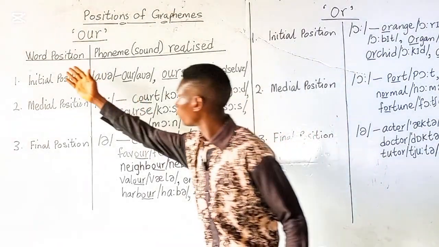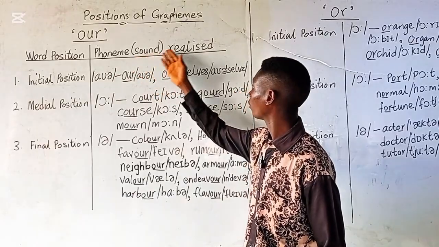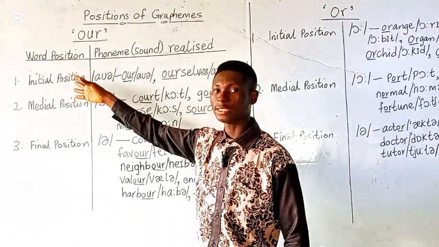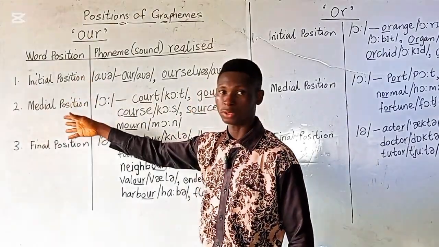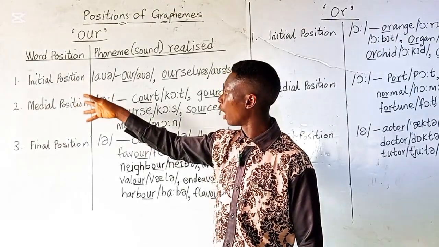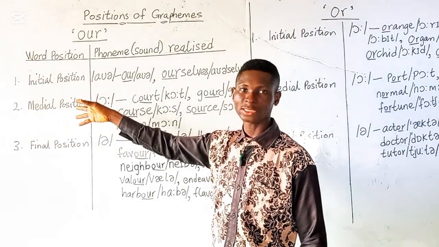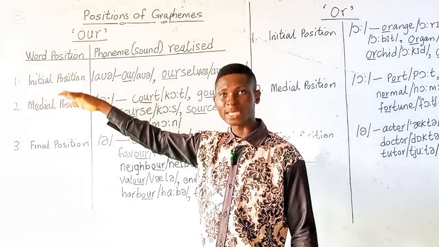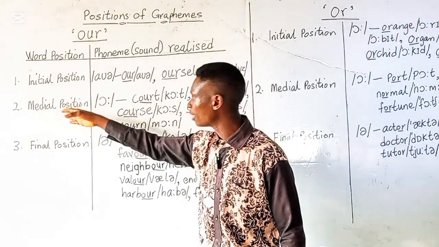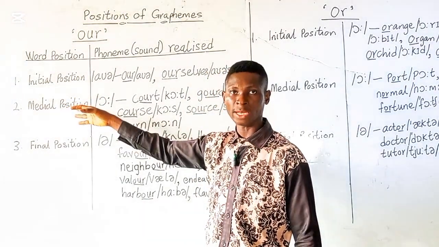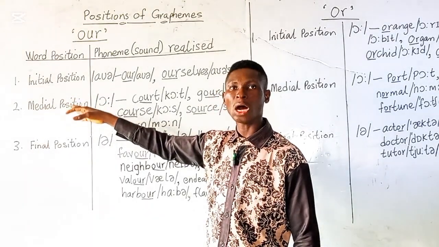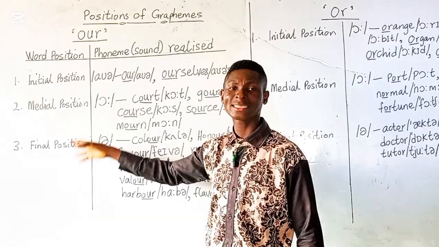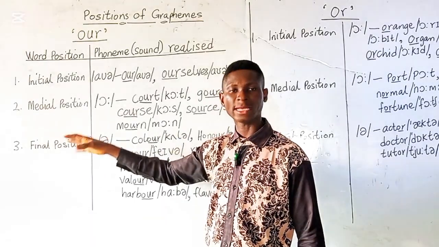So we have here word position and then phoneme or sound realized. So in this column, we are looking at the different positions. And here we have only three positions because we have three positions of letters in the English language. So we have the initial position, that is when you have the letter at the beginning of a syllable. And then we have the medial position when you have the letter or letters at the middle of a word. And then we have the final position when you have the letter or letters at the end of a syllable.